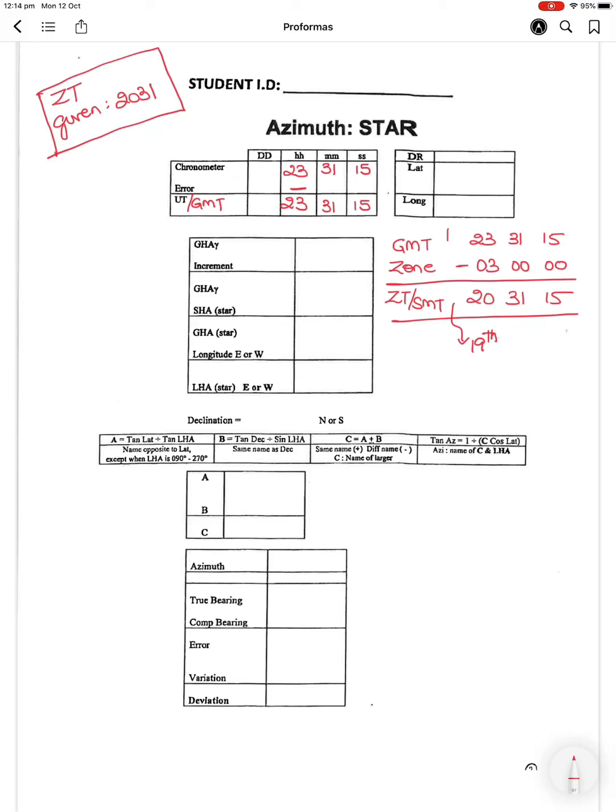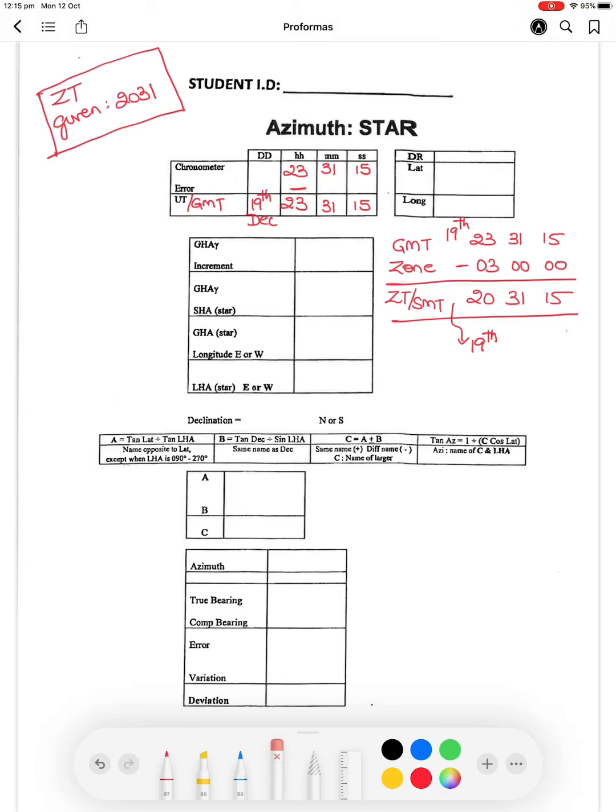That means if I am 3 hours behind GMT, the GMT is also 19th of December. Right? So now I can put here date 19th of December. Alright? Got it? So this is how I work out my GMT time. Now the zone time is purely there for a hint purpose, only for me to work out the GMT time. I don't have to use my zone time for any other purpose.